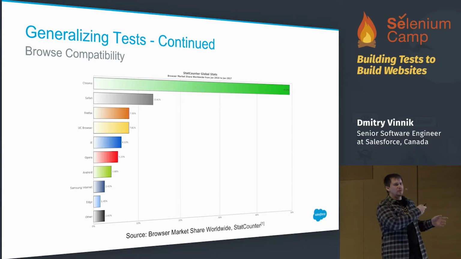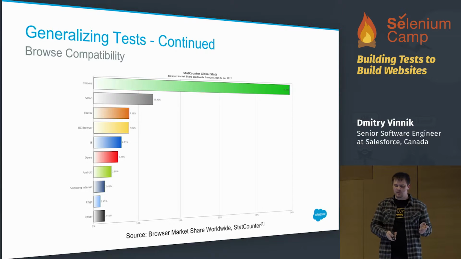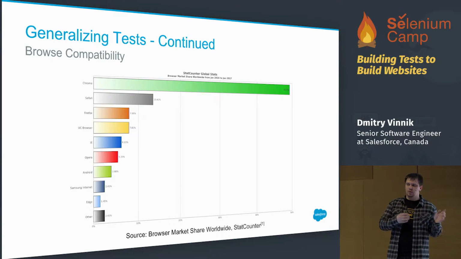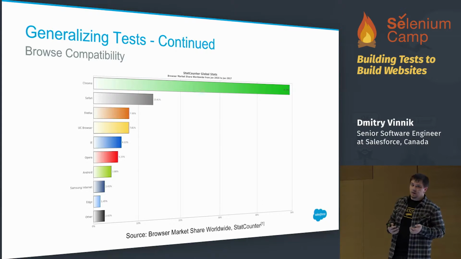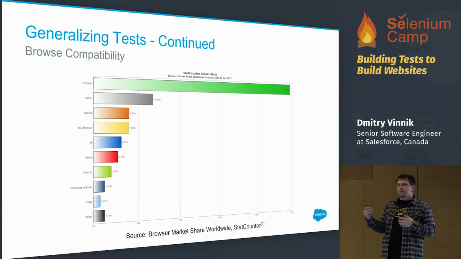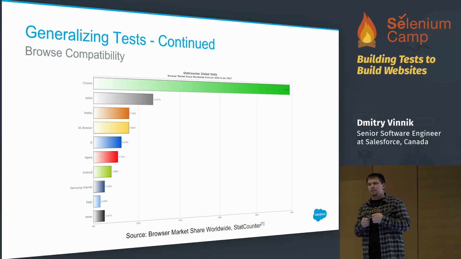Then this graph, you might not see, the font is quite small, but what I'm trying to show here is that there are a variety of browsers out there, and they are quite heavily used. So you cannot just omit a certain web browser like Safari, and you most certainly support it in your development, and hence you have to actually support it in your test framework.